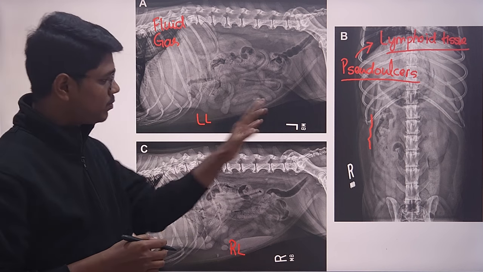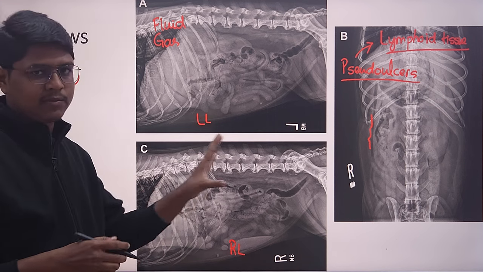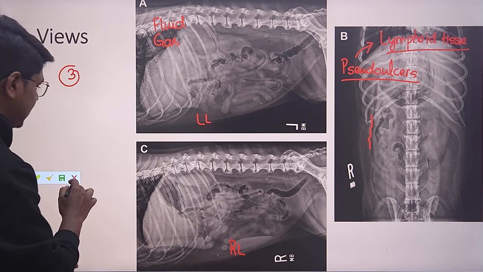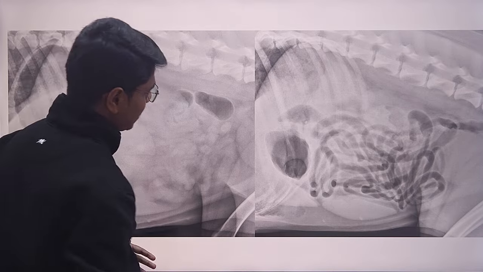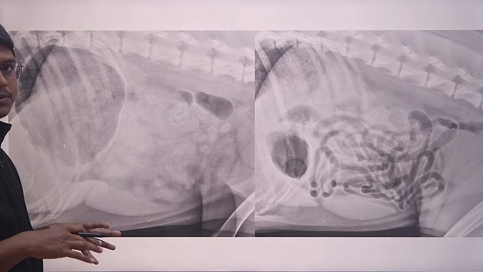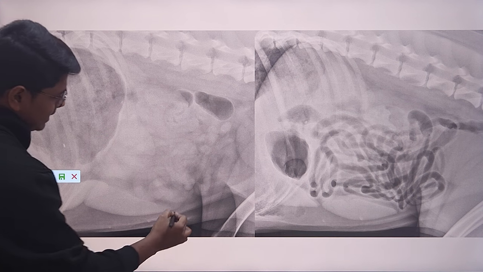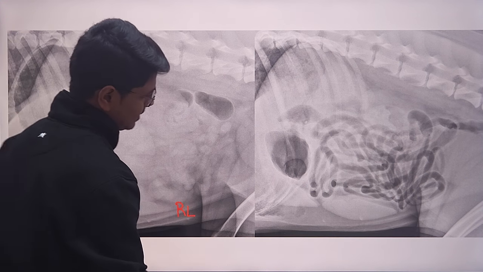That is why you have to take multiple views, so that the gas and fluid will redistribute among themselves, providing inherent contrast. Let us take another example of how inherent air helps in contrast. These are 2 radiographs of the same animal. This is right lateral and this is left lateral.